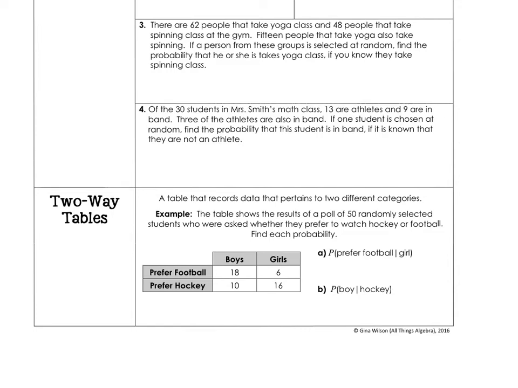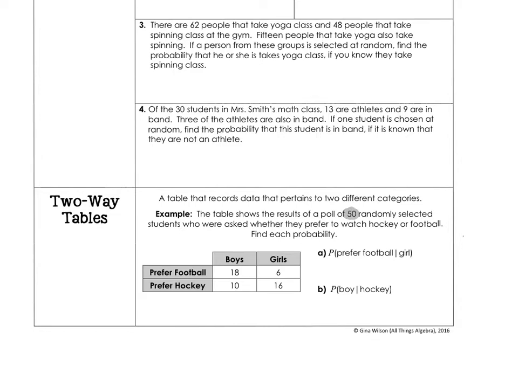Okay, now we're going to look at two-way tables and how we calculate probabilities when given two-way tables. So here's an example. The table shows the results of a poll of 50 randomly selected students who were asked whether they prefer to watch hockey or football. Find each probability. So let's look at this table a little bit.